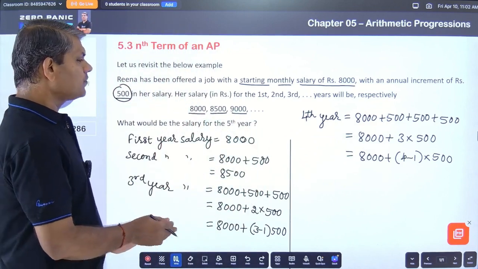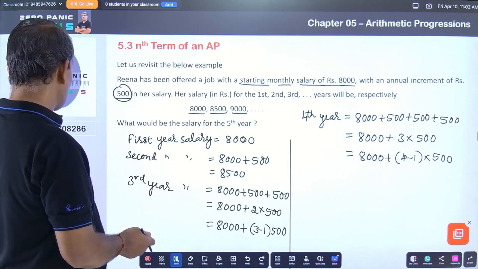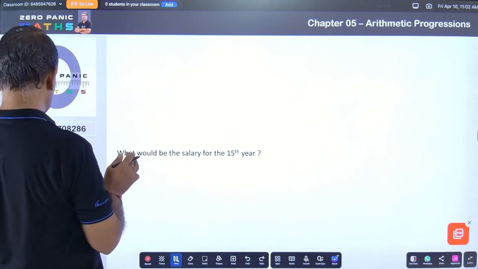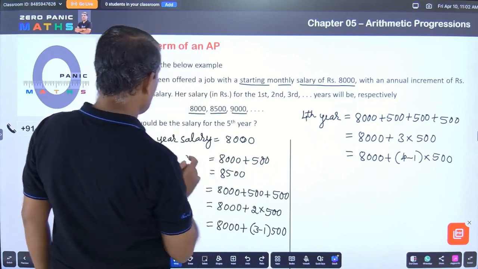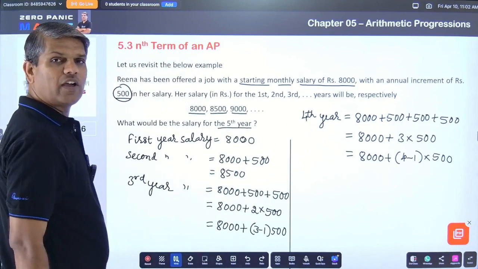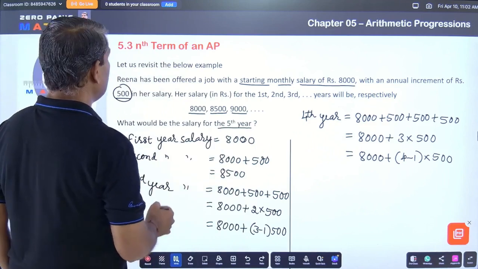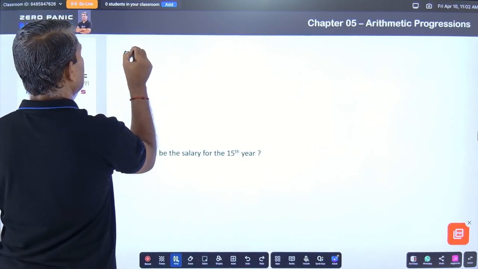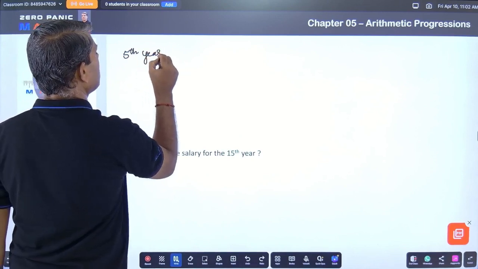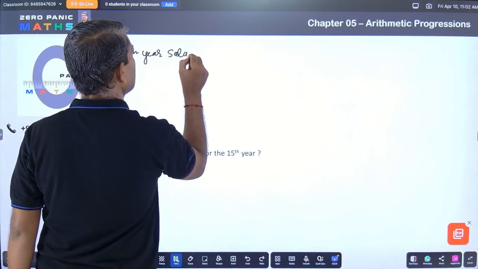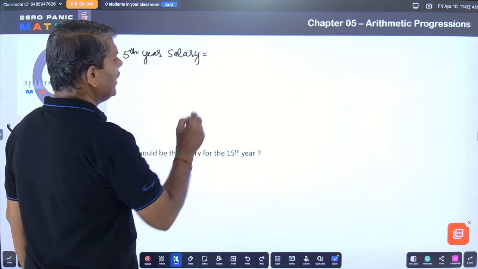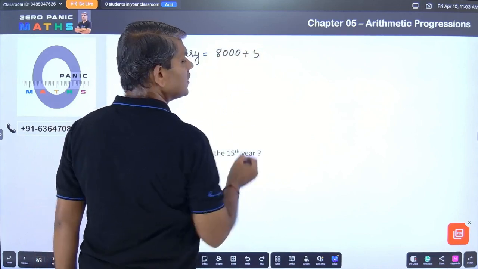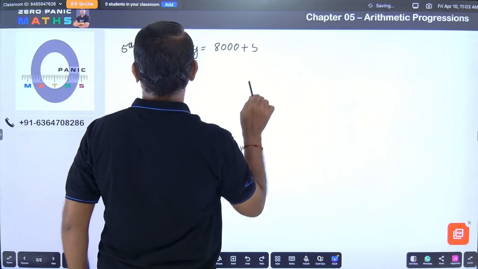Now let us calculate the same for the fifth year. I'm moving to the next slide, so this is a continuation of that. What we want is the fifth year salary. Now how do I calculate for the fifth year? Listen to me carefully: fifth year salary is equal to 8,000, that is the salary of the first year, and similarly 4 times I'll be writing.